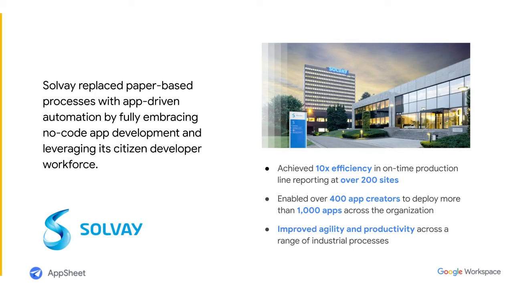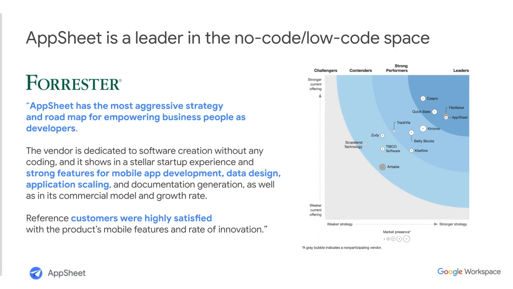A great story I'd like to share comes from Solvay. Solvay, a global leader in chemicals, leveraged AppSheet to replace paper-driven processes and enjoyed amazing results. Some of these include 10x efficiency in on-time production line reporting, enabling over 400 citizen developers to build more than 1,000 applications, all while improving agility and productivity across their processes. And Forrester marks AppSheet as a leader in the no-code, low-code space. They've even said AppSheet has the most aggressive strategy and roadmap for empowering business people as developers.